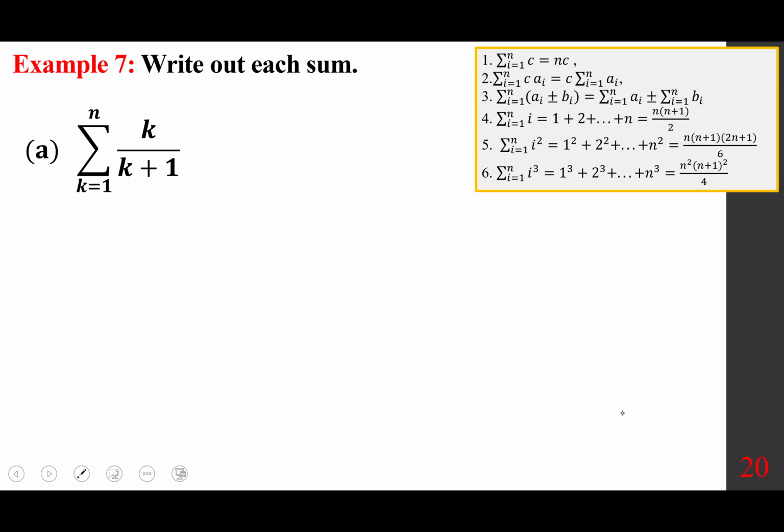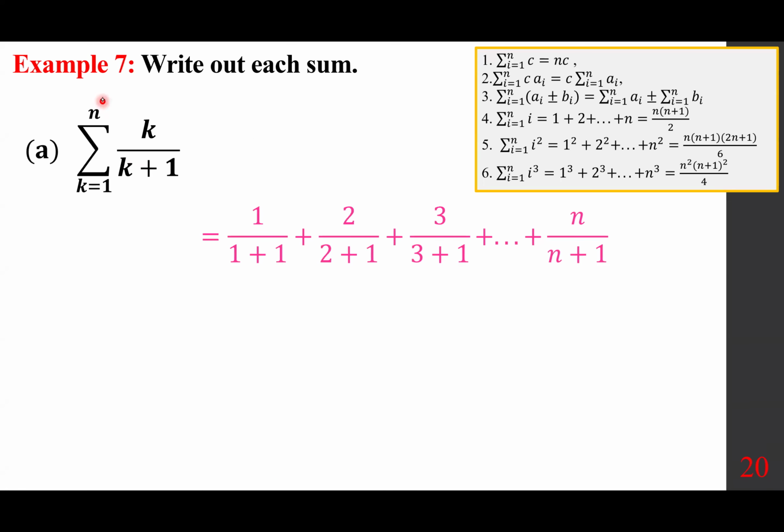All right, we want to write them out. So it's not about evaluation. Just plug in k equals 1, you get 1 over 1 plus 1. Then 2 over 2 plus 1. 3 over 3 plus 1, 4, all the way to n. So that's what they want us to write. Of course, we know this is 1/2, this is 2/3, this is 3/4, but that's how they want us to write it, because we are just writing out.